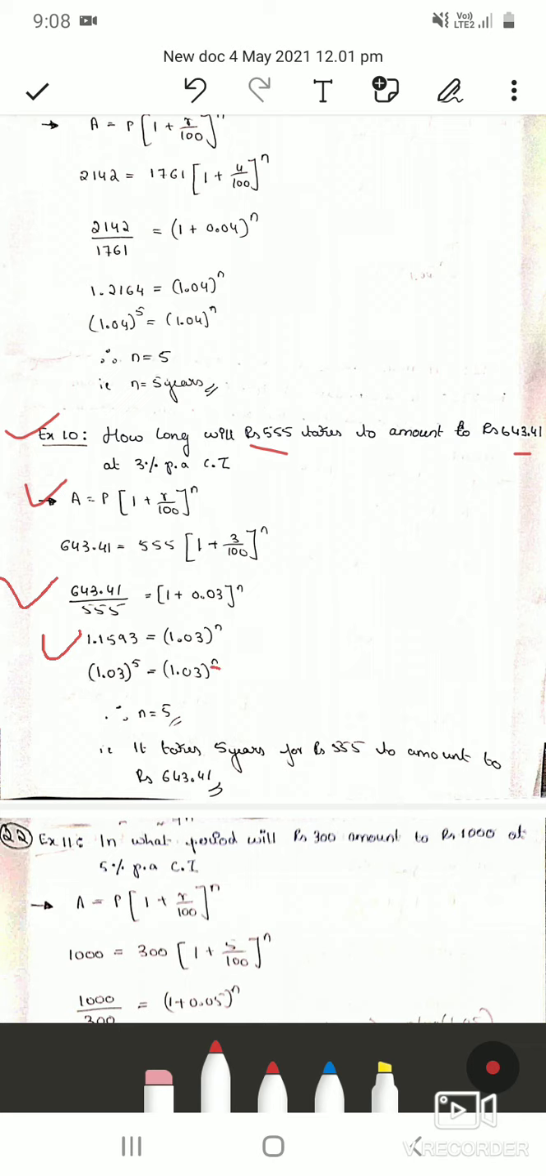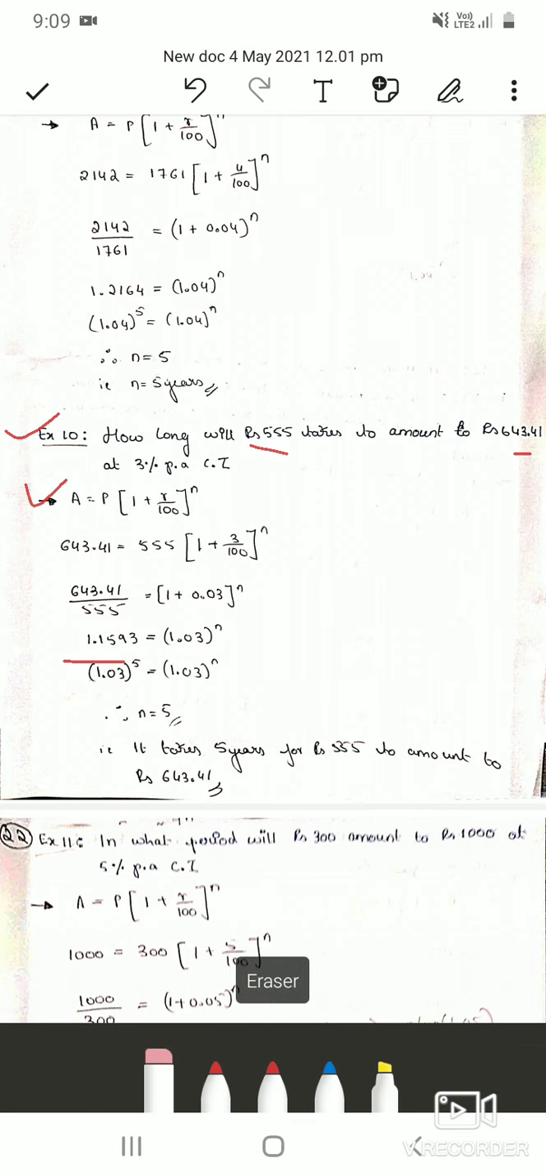Now you have to find out the value of n. So what you can do, you can take log at this step. So it is log of 1.1593 equal to n into log of 1.03. So find the log of these two values and then whatever value you get for this, divide with the log value of this, you will get n as approximately 5. Or else, try 1.03 five times, you will get 1.1593.